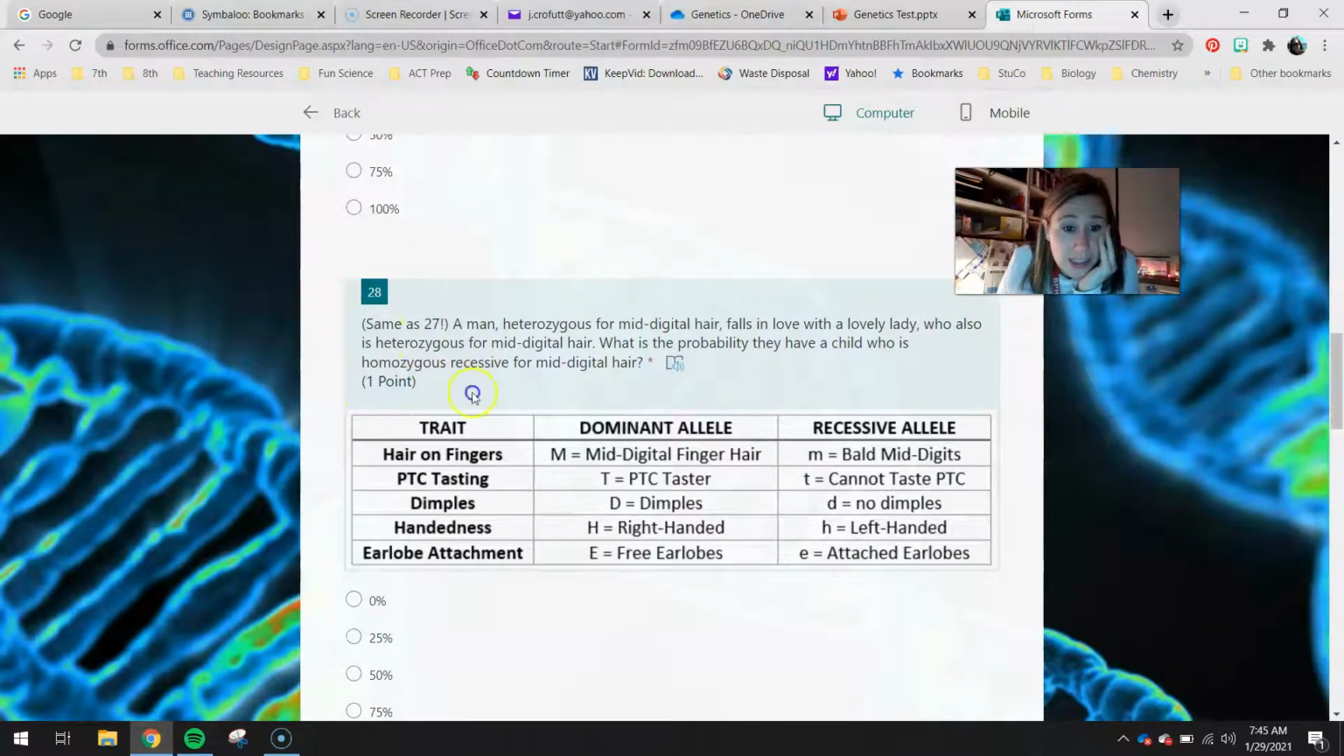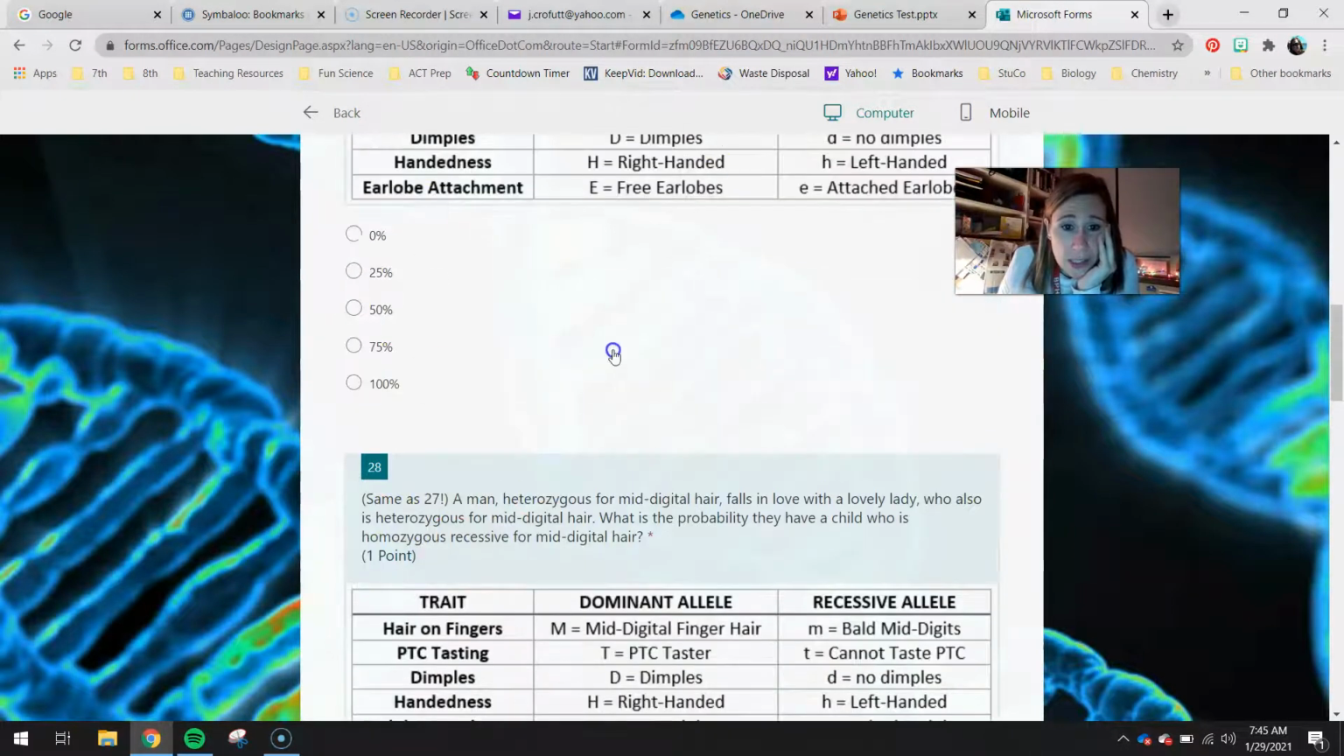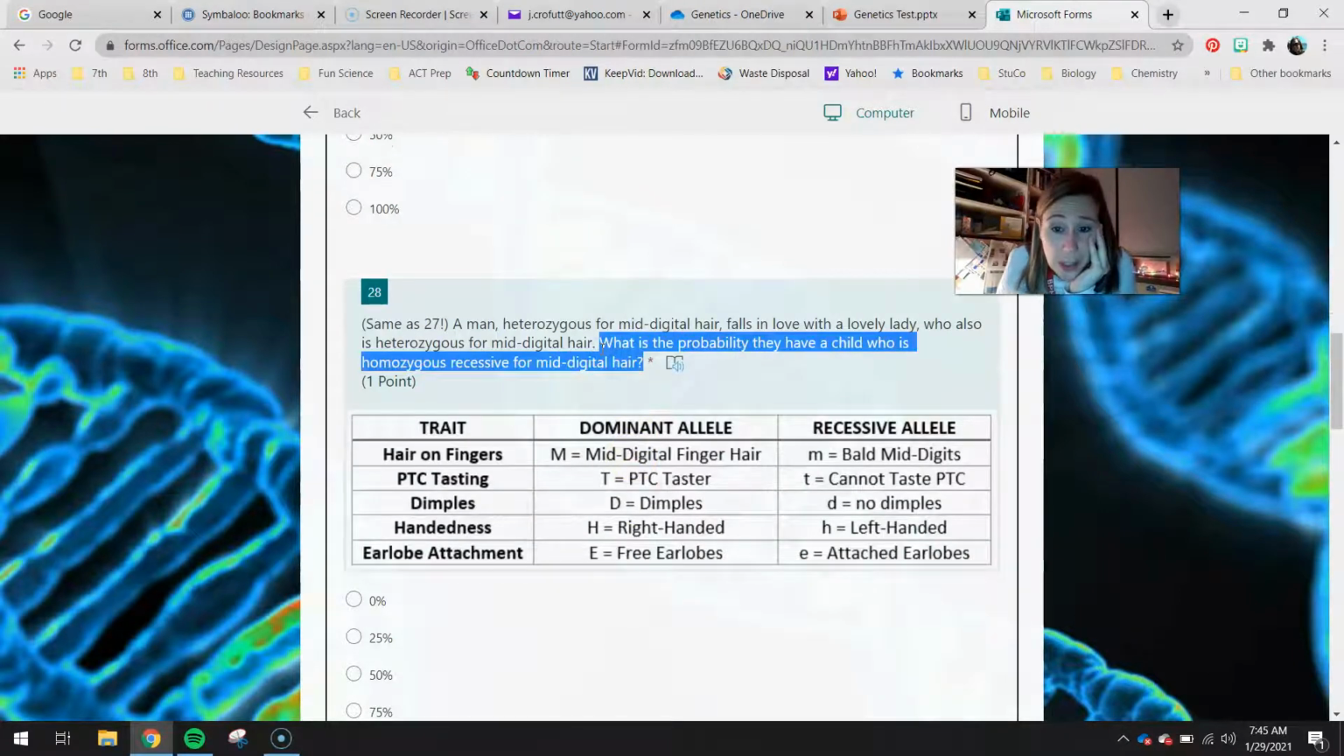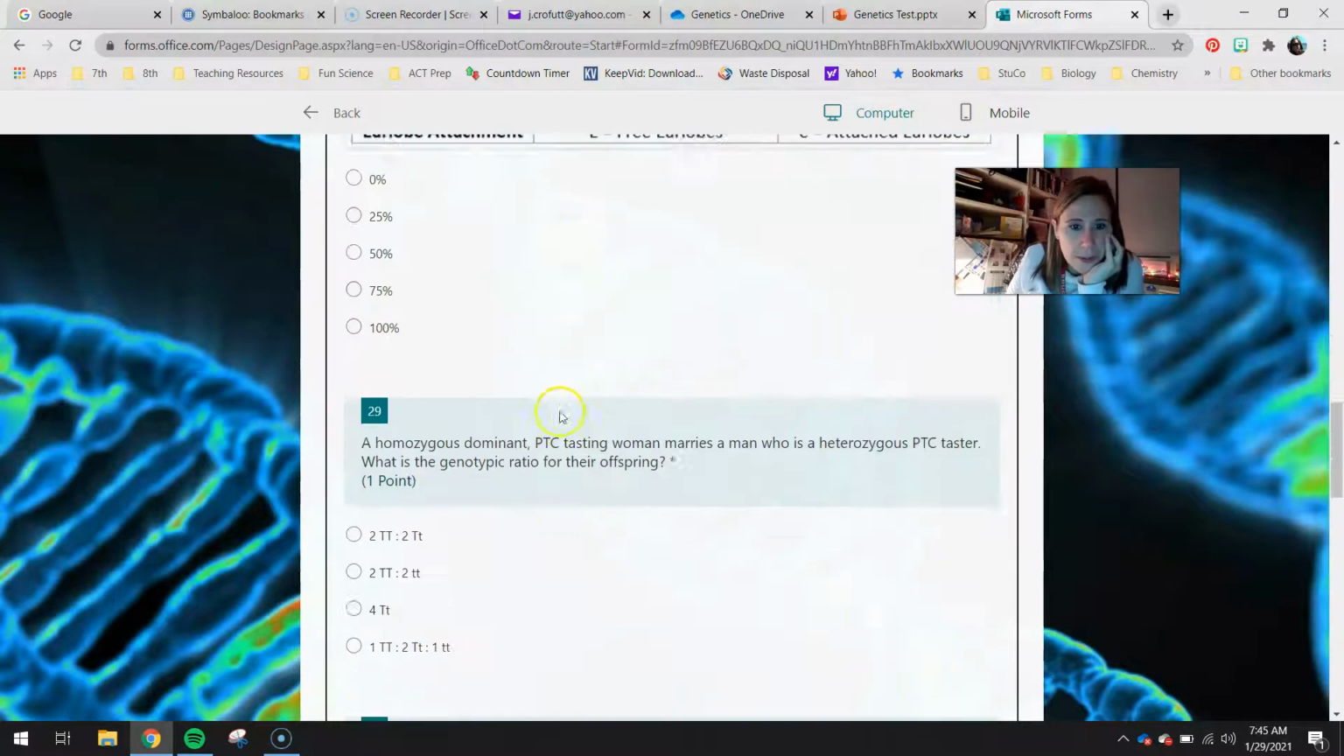Okay, this is the same setup as 27, so if you did the Punnett square for this one, you just have to answer this question. What is the probability they have a child who is homozygous recessive? So you're looking at the exact same problem, just a different question to interpret.